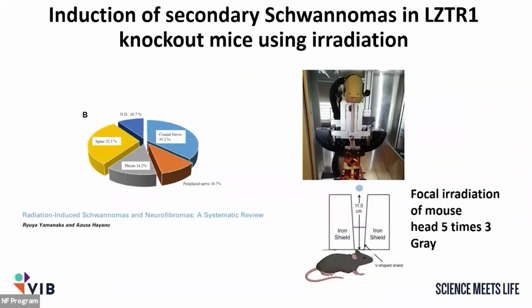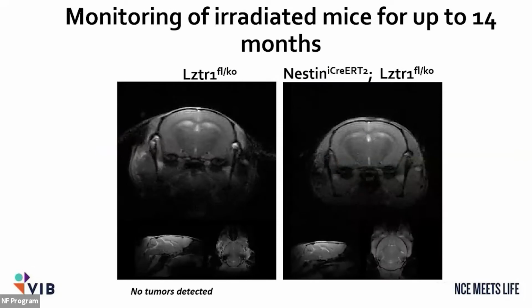So we also tried to induce schwannomas using irradiation, because it's quite well described that schwannoma tissues commonly occur in adults who went through radiotherapy in their childhood. So we performed several focal irradiations of the mouse heart. It was 5 times over 3 grays. And again, we were monitoring these mice. Unfortunately, again, even though we monitored 40 mice, no tumors were detected.